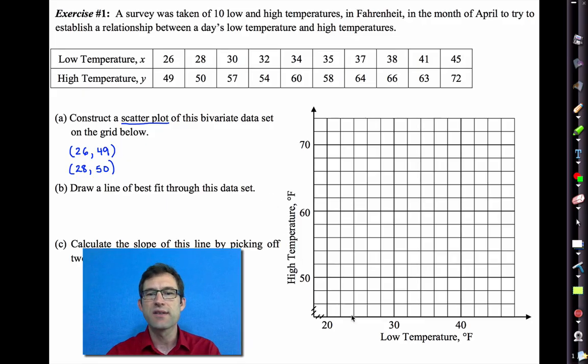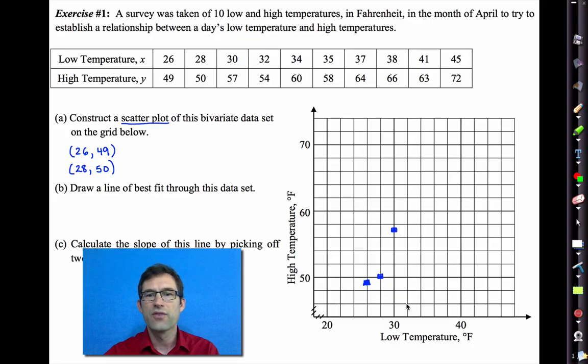So 26, let's see, these go by 2, so 26 would be here. The vertical scale also goes by 2, so 49 would actually be right here. And very often they'll use a symbol kind of like that. That's supposed to be a square. I know it doesn't look like it. Let's see, 28 would be here, and 50 would be right here. All right. 30 and 57, well, there's 58, so that would be 57. Just watch yourself, okay?